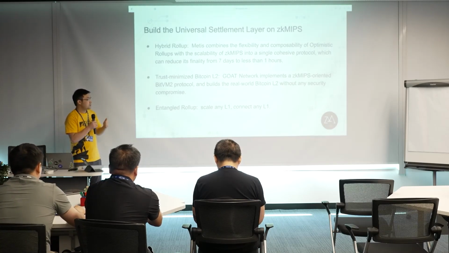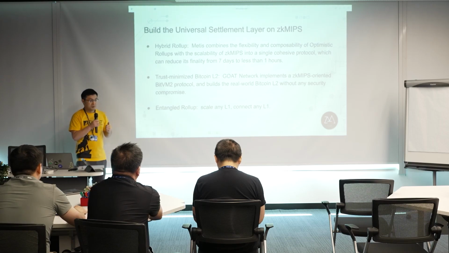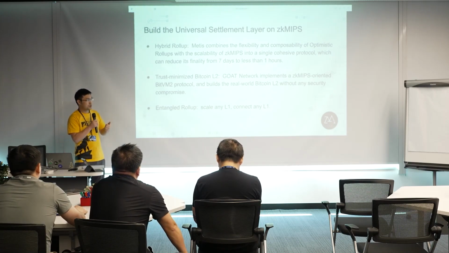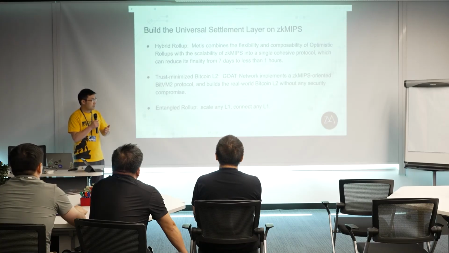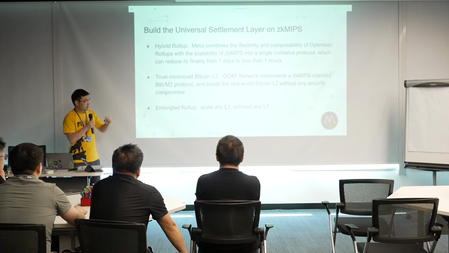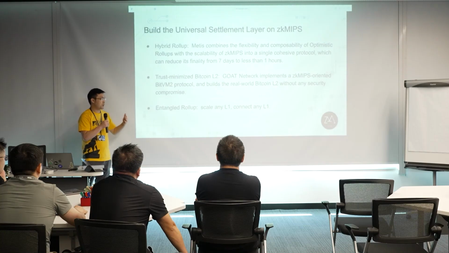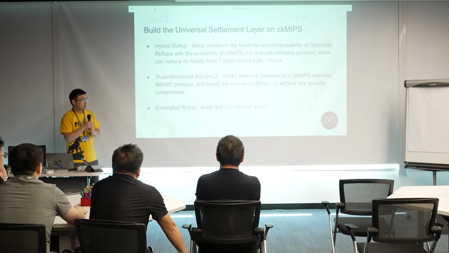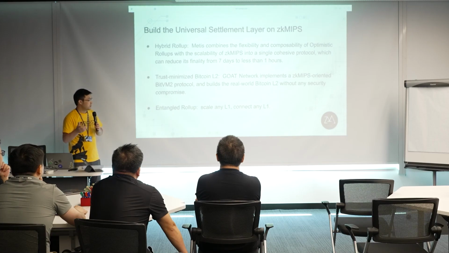Okay. Another use case is the GOAT Network. GOAT Network is a Bitcoin layer 2. It leverages zkMIPS and Bitcoin to implement a Bitcoin-level security layer 2 that helps developers of the Bitcoin community build their DeFi, SocialFi, etc.